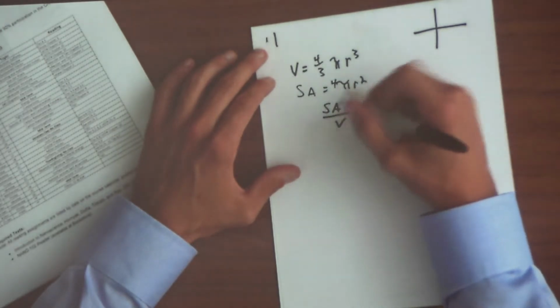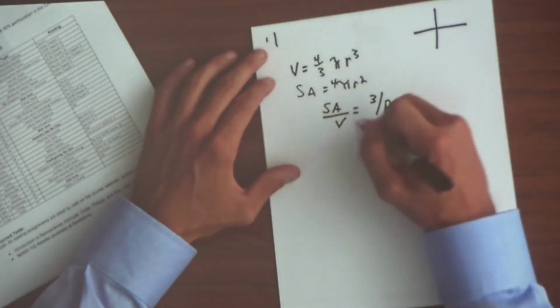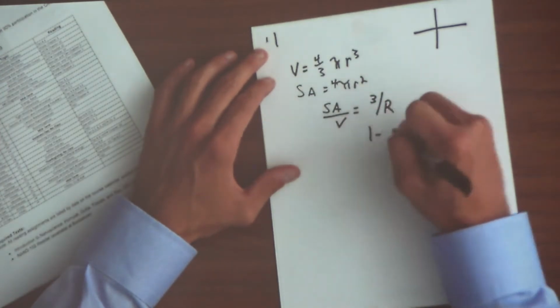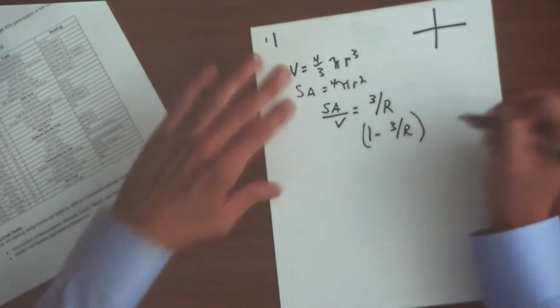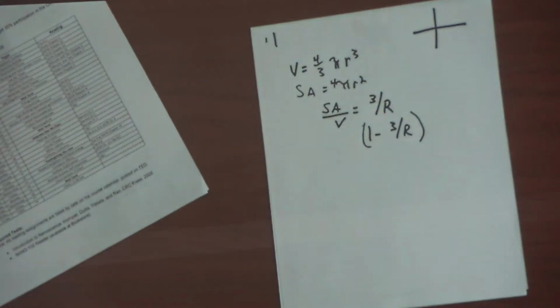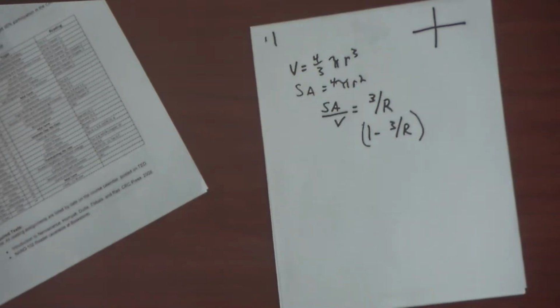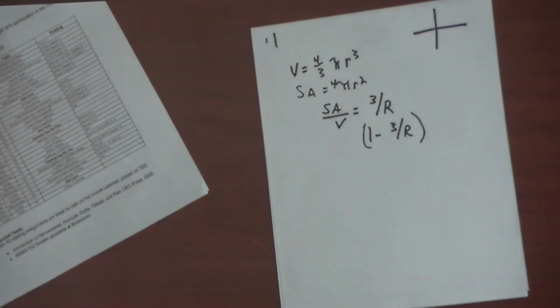So then if this is the surface area to volume ratio, everything else in the nanoparticle that's on the interior is that, right? 1 minus 3 over r. And so that's what this simply plots.